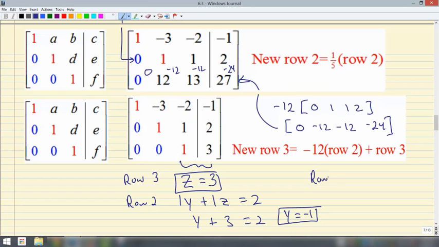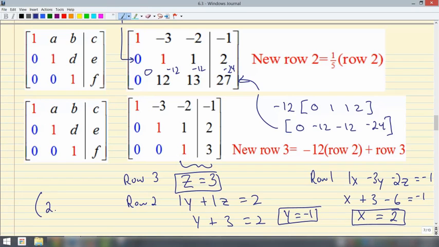Now let's go to row 1. Row 1 says 1x minus 3y minus 2z equals negative 1. X equals 2. So your ordered triple is 2, negative 1, positive 3.